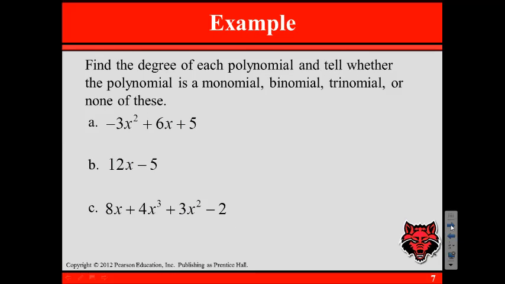So let's go through the next 3 examples and find the degree of each polynomial, and also label them as monomial, binomial, trinomial, or none of these. When we start with negative 3x squared plus 6x plus 5, to find the degree, we look for the largest exponent, which in this case is 2. So the degree equals 2. To determine if this is a monomial, binomial, or trinomial, we simply count the terms. Remember, every term is separated by plus and minus signs, so we have 1, 2, 3 terms, making this a trinomial.